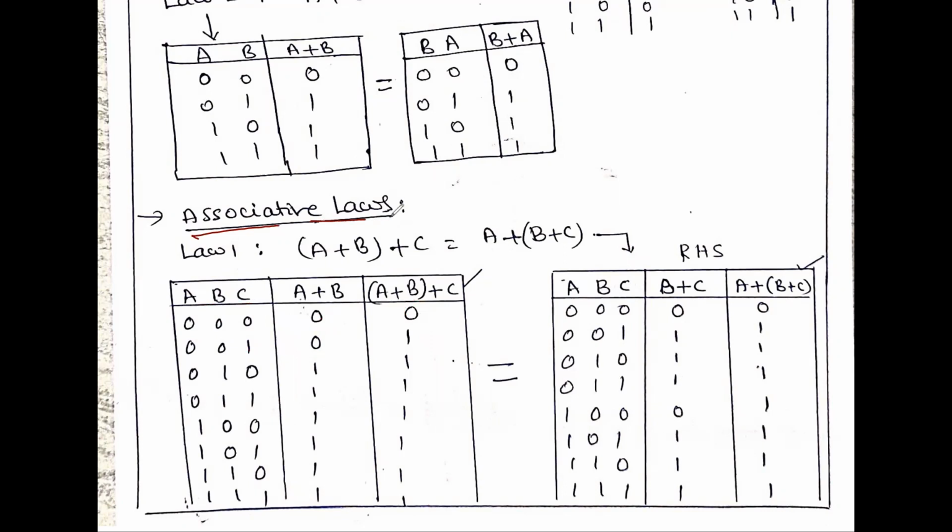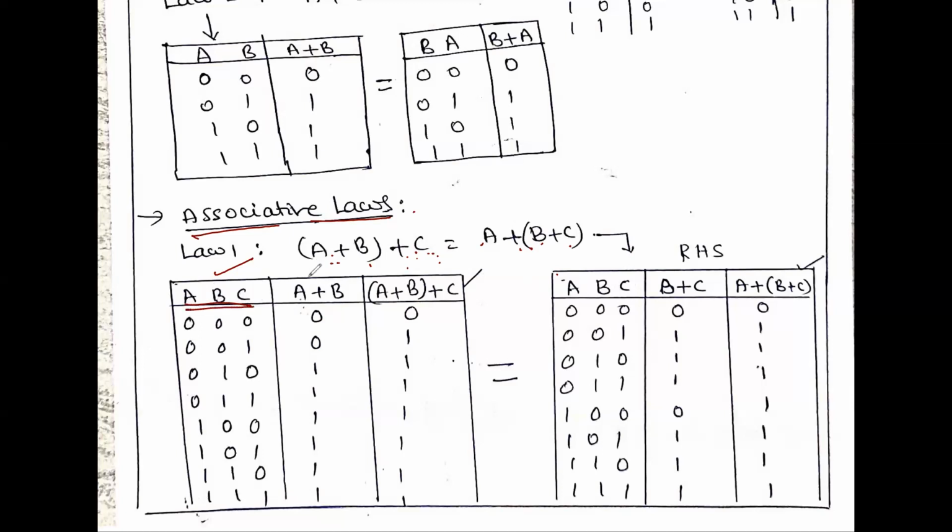Now let us move to the associative law. The associative law says that A plus B plus C equal to A plus B plus C, with grouping. That means we have to prove this associative law with the help of the truth table for the same set of elements, zeros and ones. To verify using the truth table, the first columns indicate the input variables. We have A, B, C.